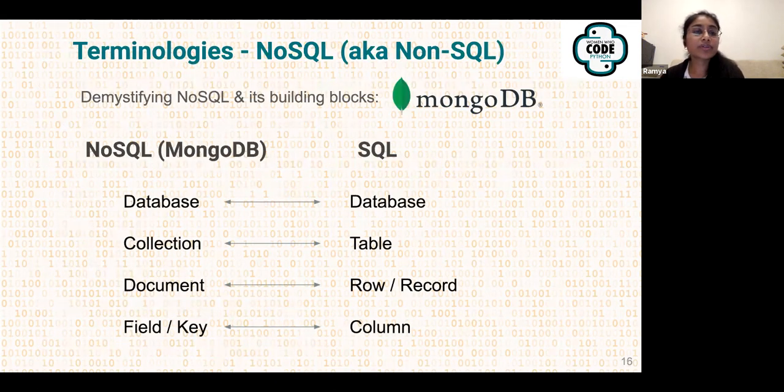And now coming to terminologies in NoSQL. Here I'm going to demystify a couple of terminologies we use in MongoDB. When you visualize MongoDB and SQL, the database would be the same in NoSQL and SQL, whereas collections are the same as tables in SQL. And you call it a document in NoSQL, which is nothing but a row or a record in SQL. And when it comes to field or key, I will show it in a minute in a screenshot. Field or key is nothing but a column in SQL.